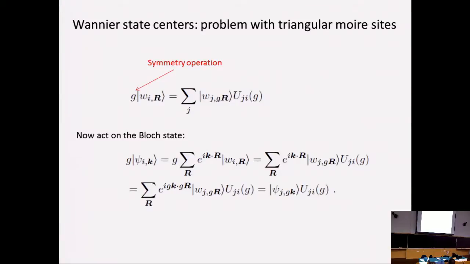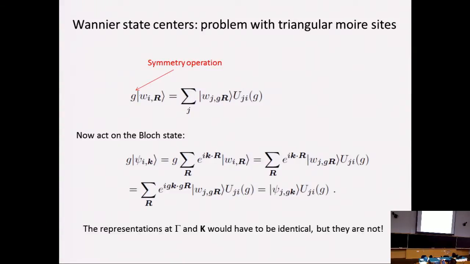Now imagine that this k point is the gamma point. Now you see the symmetry operation doesn't change the gamma point, and so that means that your Bloch states have to transform the same way at the gamma point as your Wannier states do. Okay, well now imagine that this little k point is the corner of the Brillouin zone. That point also goes into itself under various symmetry operations, for example C3 and C2 prime. And so that tells you that the representations at gamma and K would have to be identical if you were to choose the Wannier state centers at the triangle moire lattice.